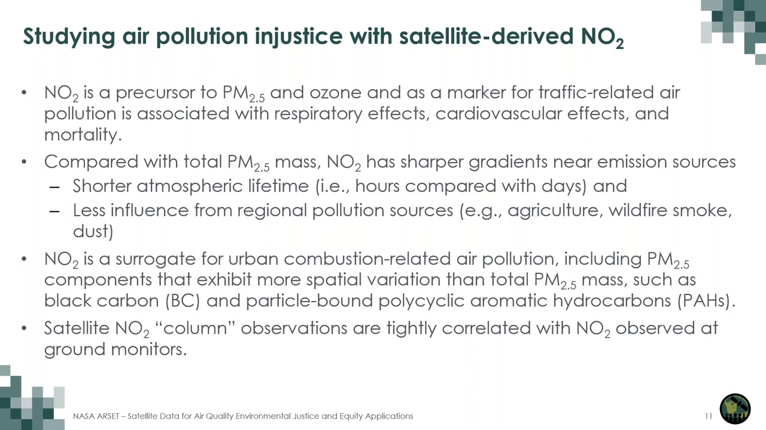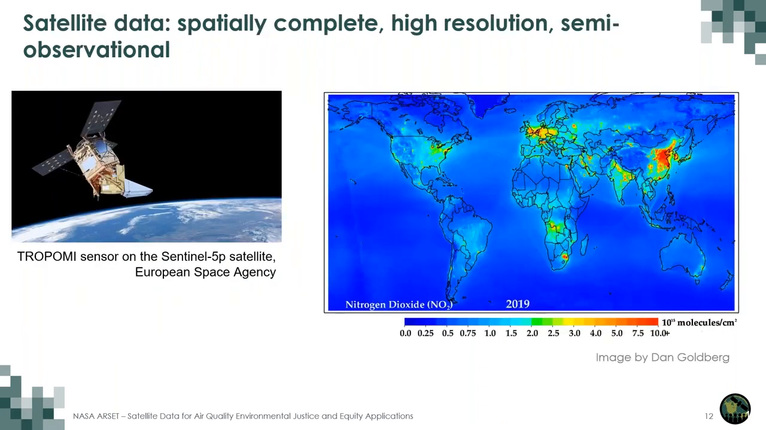spatial variation. And also, as I previously mentioned, satellite NO2 column observations are tightly correlated with NO2 observed at ground monitors. So we really can tease out the spatial pattern of ground levels of NO2 that people are breathing when we use satellite NO2 columns. So for the rest of this presentation, I'm going to dig in a little bit more about how we can use satellite-derived NO2 to study air pollution injustice.